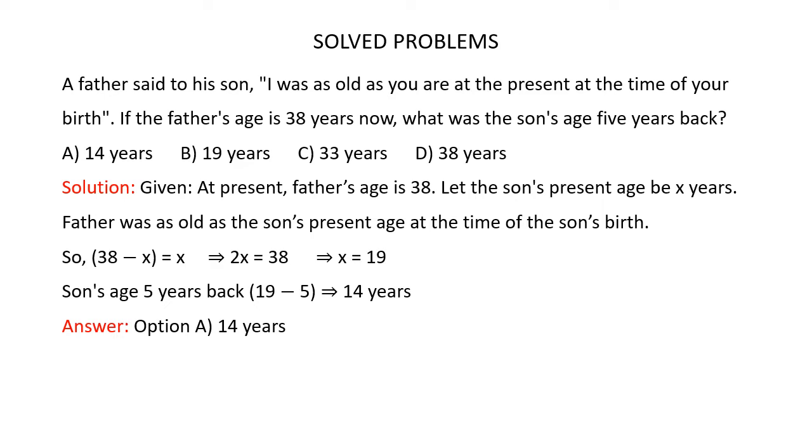But we're asked to find the son's age 5 years back. So this means X minus 5, that is 19 minus 5, which is 14 years. So the son's age 5 years back was 14 years. The correct answer is option A, 14 years.